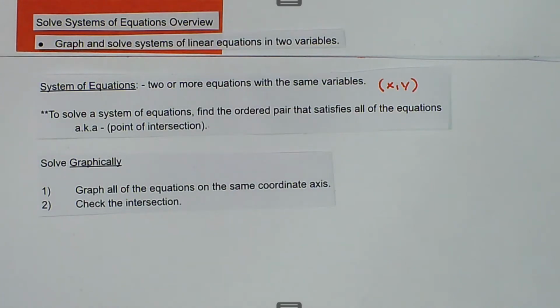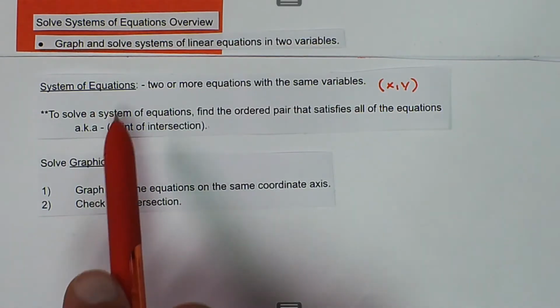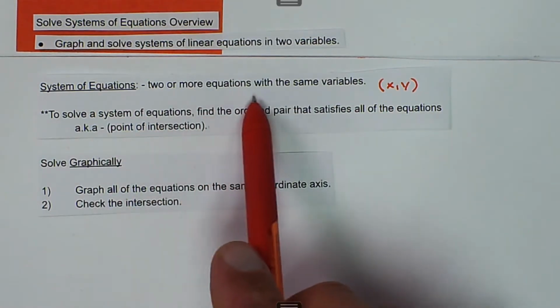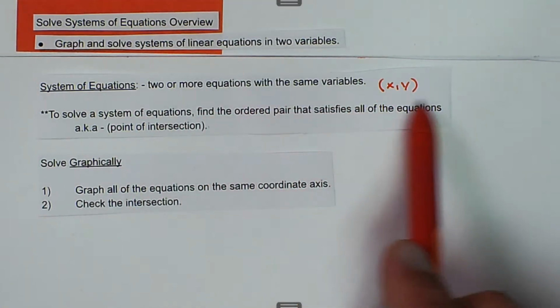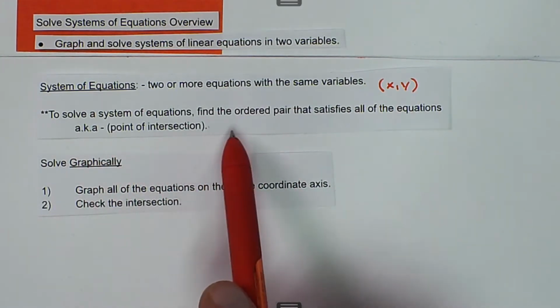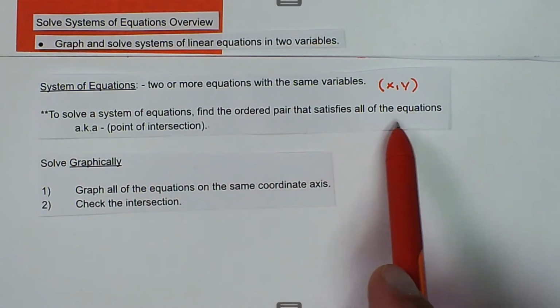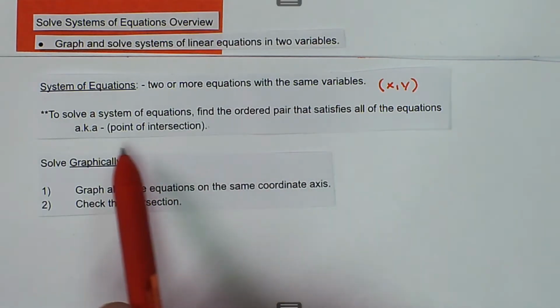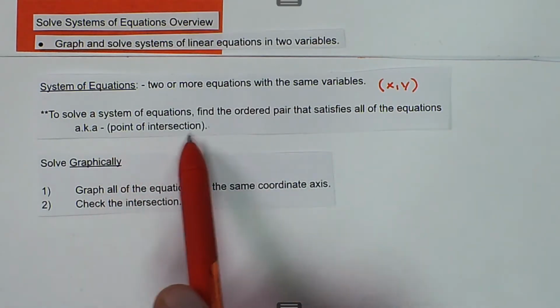We are talking about the overview of how to solve systems of equations. And we want to graph and solve systems of linear equations in two variables. Systems of equations are two or more equations with the same variables, usually x and y. To solve a system of equations, find the ordered pair that satisfies all of the equations, otherwise known as the point of intersection.